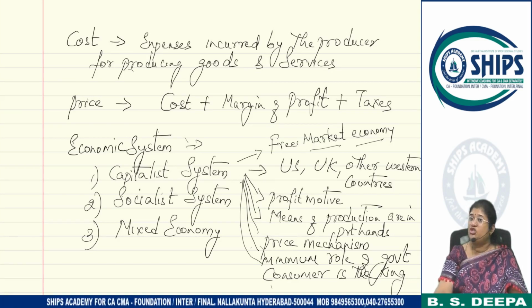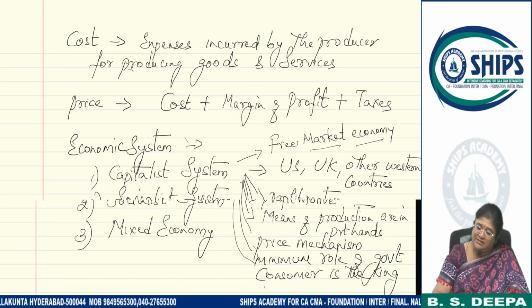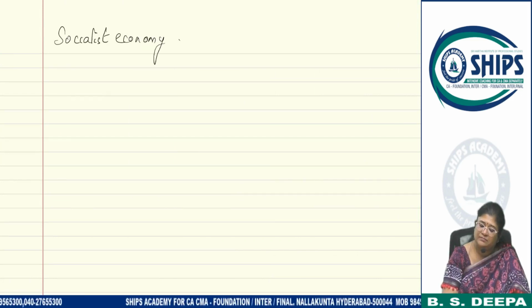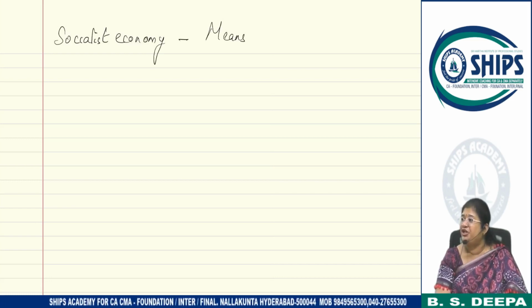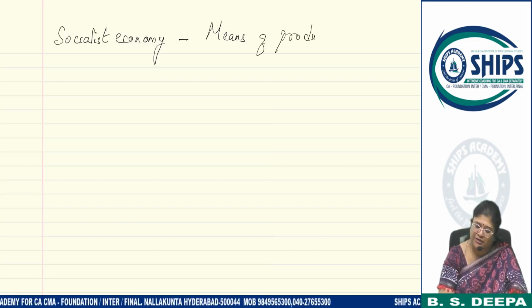Okay, now the socialist system is exactly opposite to this. For example, if you take China, Cuba, North Korea, Vietnam, all of these are socialist economies. In socialist economies, what happens? All means of production are in the hands of governments. That means land, labor, capital, organization is owned by the governments. Means of production in the hands of the government.